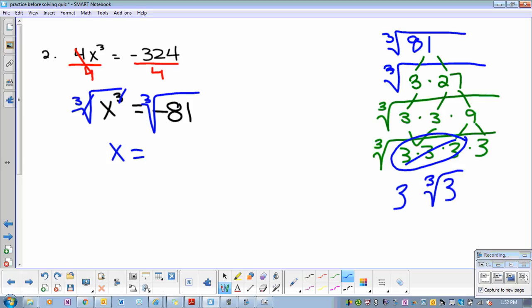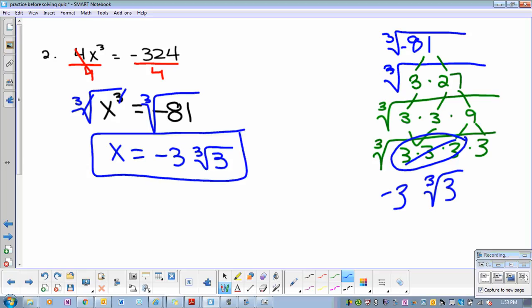Yes? And that 81 is actually a negative, so that means the negative comes out, and this becomes a negative 3 cube root 3. Okay? So x equals negative 3 cube root 3. And you can check this, you can store this as well. But this started off being a power, right? This will work.